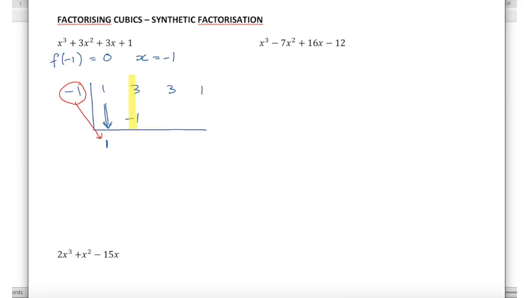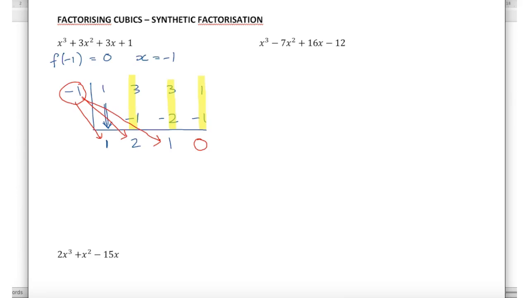3 and -1 leaves 2. Now we're going to use that -1 and multiply the 2. -1 times 2 is -2, and then add this column. 3 plus -2 leaves 1. And lastly, we're going to get this -1, and we're going to times it by our value of 1 here. -1 times 1 is -1, and when we add our final column, we should get a remainder or a value of 0. And this tells me that I've finished my synthetic factorization.